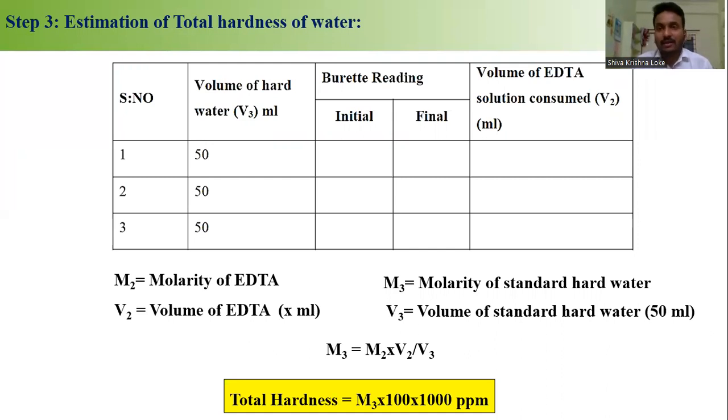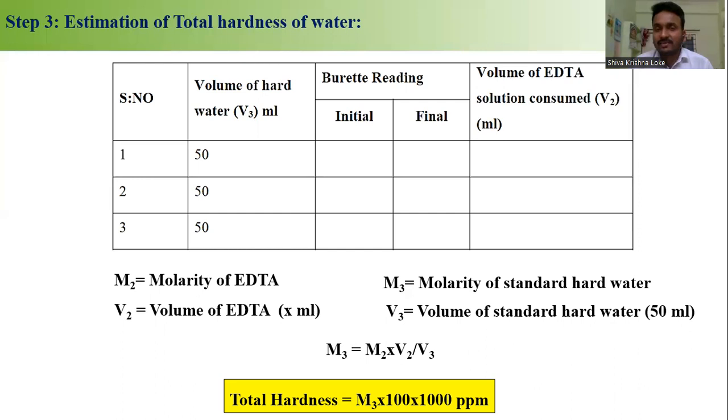and we add an indicator called Eriochrome Black T, and an additive called buffer, which restricts the pH. So we add 2 ml of buffer solution, and we conduct the titration of EDTA versus the given hard water sample. In a similar manner, we conduct 3 successive titrations, so we'll get successive values of the volume of EDTA.